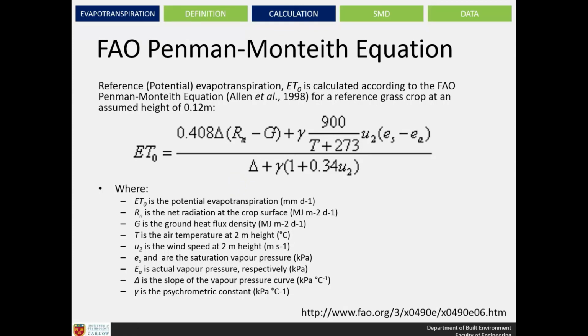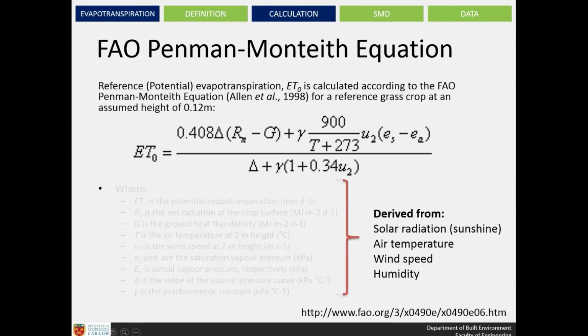So generally, reference evapotranspiration is estimated using the FAO Penman-Monteith equation. This is the equation here. The main thing to know about it is that it's derived based on meteorological data. You estimate potential evapotranspiration using solar radiation, air temperature, wind speed, and humidity. By combining those parameters, you get an estimate for reference evapotranspiration.